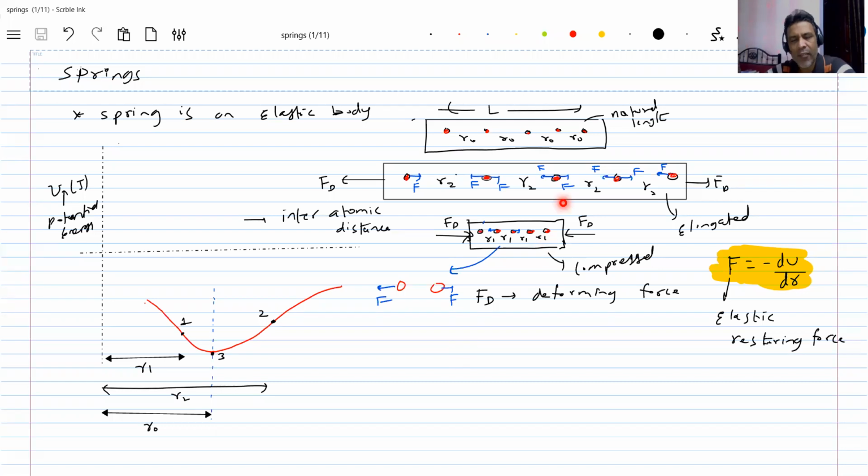So when it is elongated, what will the elastic forces do? They will try to decrease the length. If you compress it, how will the elastic forces act? They'll act in such a way that they will try to increase the length. So a good example of this elastic body is what I'll call a spring.